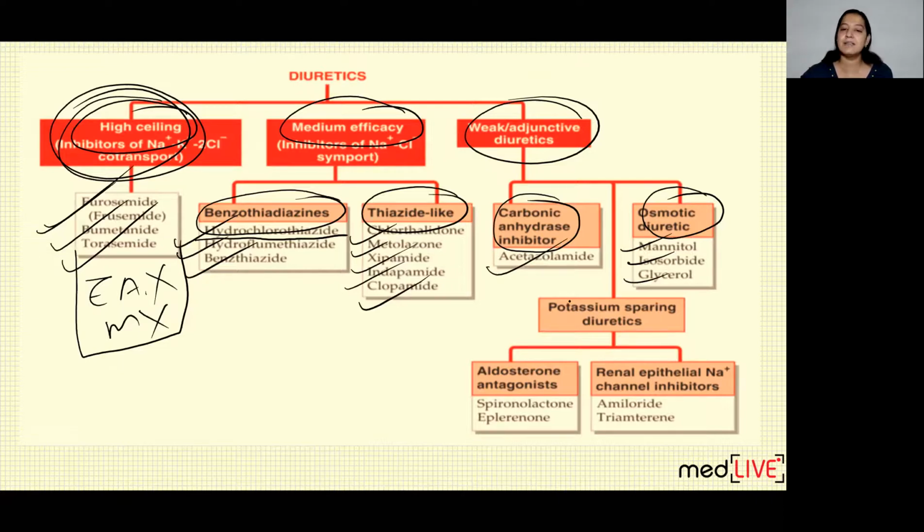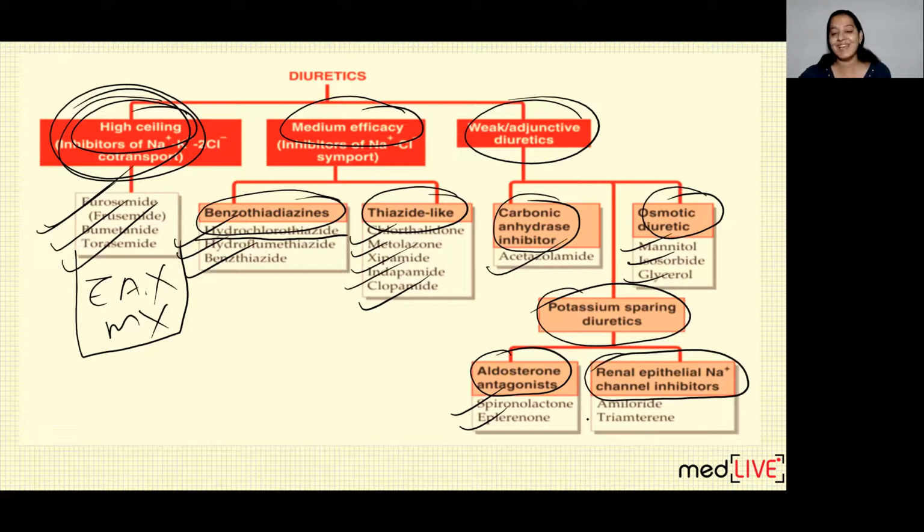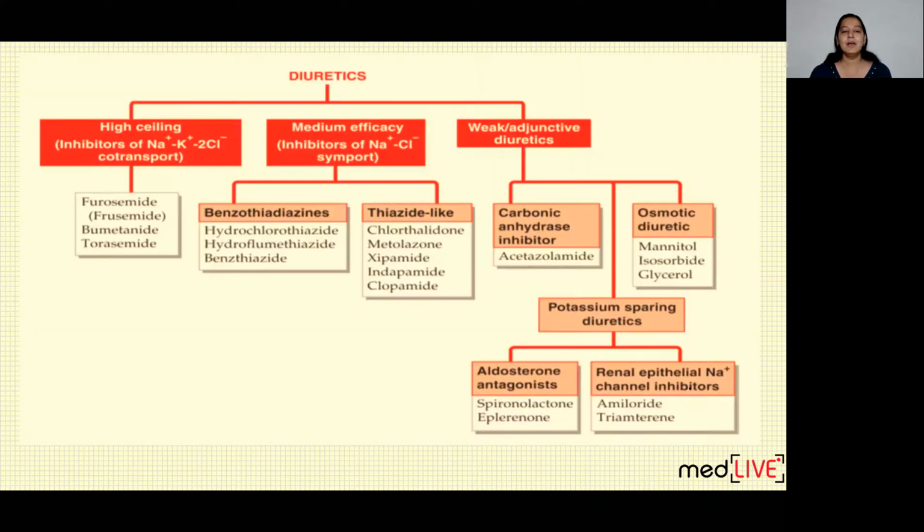Now, the third class in weak diuretics is potassium sparing diuretics. In this, there are two classes, aldosterone antagonists, that is spironolactone and eplerenone, and the other class is renal epithelial sodium channel inhibitors. The prototype drugs here are amiloride and triamterene. Correct? So you must learn the prototype drug in all the classes. It is a complicated classification. If you don't want to learn the whole classification, at least you must know the prototype drug of each class. Correct? So that was all about classification.